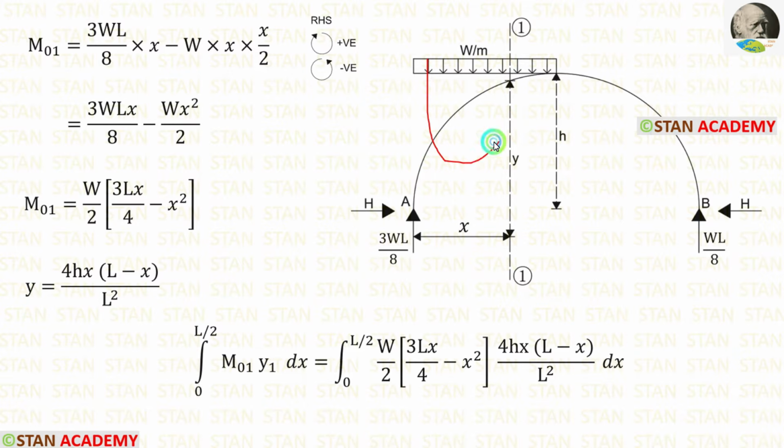The UDL is acting towards the section in the anti-clockwise direction, so it is negative. When the UDL comes, we have to multiply with the distance and the distance by 2. Here the distance is x, so x into x by 2. X into x, we will get x square. We can take from here w by 2 outside. When we take w by 2 outside, we will get this. Finally, we have made m01. We know the formula for y, 4hx into L minus x by L square. Let us apply the values of m01 and y in the formula.